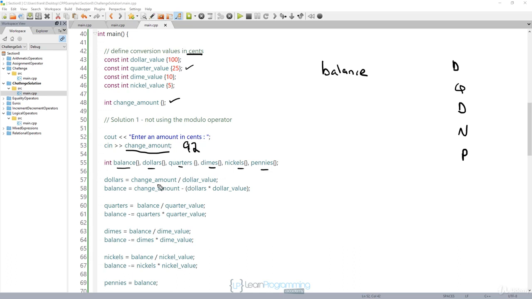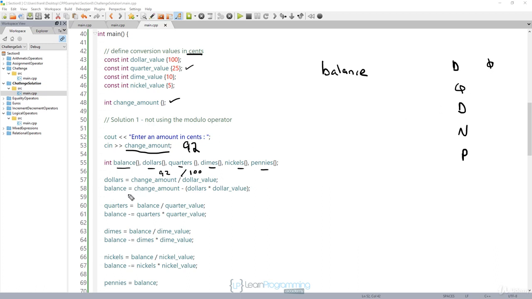So what we want to do is divide the change amount, which in this case is 92, by the dollar value, which is 100 cents per dollar. In this case, that's going to give me a 0. Remember, we're using integer division here, so I'm going to get 0, which says no dollars. Makes sense, right? Because I've got less than 100 cents.